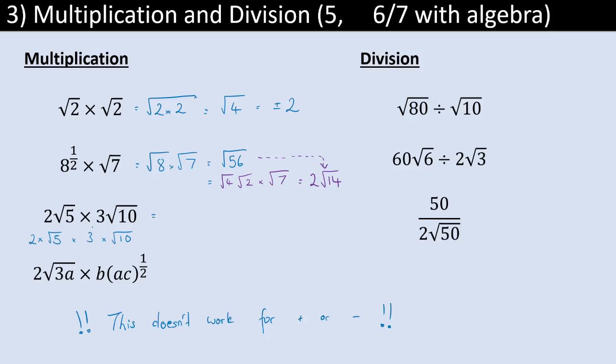So let's do that. 2 times 3 gives us 6. Root 5 times root 10 gives us root 50. Now root 50, I need to think, is there a square number and another number that I can multiply together to give us root 50? Well, yes, there is. There's root 25 and root 2. Root 25, that's the same as just 5. So I've got 6 times 5 times root 2. Now 6 times 5 is 30. So 30 root 2.